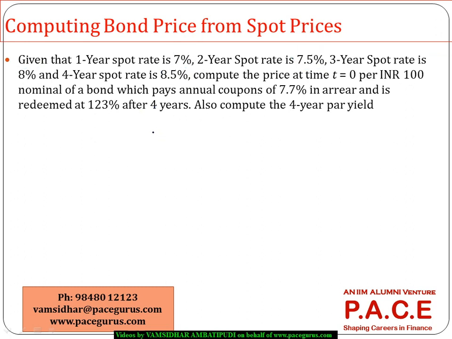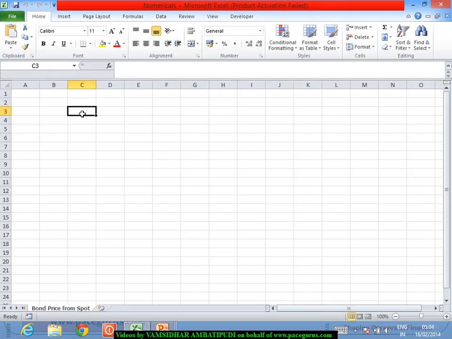So we have a 1 year spot rate, 2 year spot rate. So a 1 year spot rate is 7%, a 2 year spot rate is 7.5%, a 3 year is 8, and a 4 year is 8.5%. Okay, so this is years, and this is spot rate.